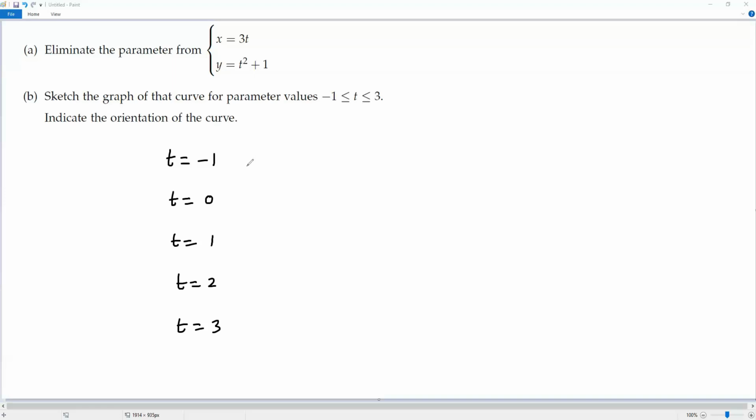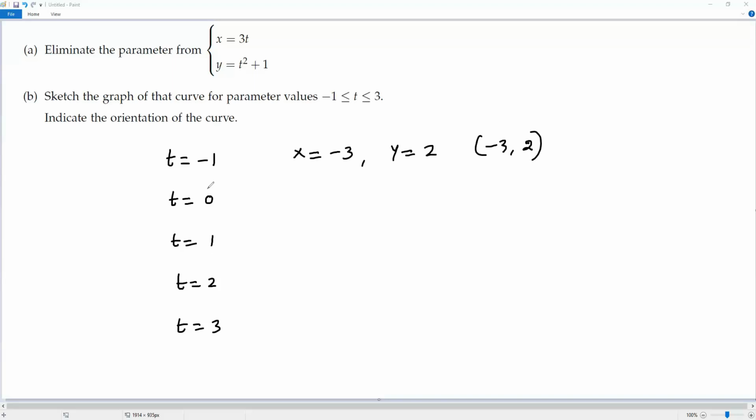Okay, when t is equal to -1, what will be the x coordinate and what will be the y coordinate? So to know that, you have to substitute t is equal to -1 into the first parametric equation, that is x is equal to 3t. That is 3 times -1 will be x is equal to -3. And when you plug in t is equal to -1 into the second equation, that is -1 whole square will become 1. 1 plus 1 will be 2. So the first point is going to be -3, 2. So please understand, these are the Cartesian coordinates. That is x coordinate is -3 and y coordinate is 2.